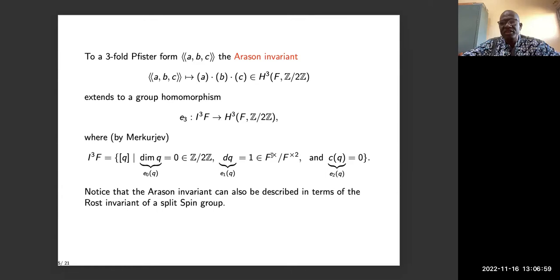The dimension of the quadratic form, the discriminant and the Clifford invariant are invariants of the quadratic form. And in general, these invariants are denoted by e_1(q) and e_2(q). Since algebras with involution are a generalization of quadratic forms, one may try to define these invariants for algebras with involution.